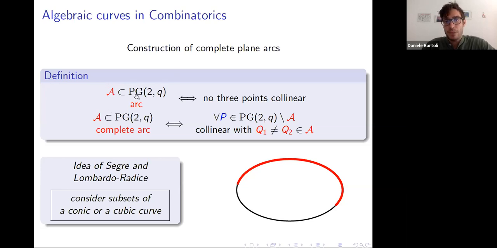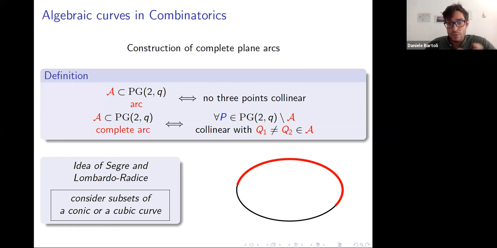Yeah, an arc here is a set of points, no 3 of which are collinear. And such an arc A is called complete if for each point P, which is outside your arc, you can always find a line through it containing 2 distinct points, Q1 and Q2, in your arc. The idea of Segre and Lombardo-Radice was to construct the arc taking the FQ-rational points of a certain low degree curve, usually a conic or a cubic curve.